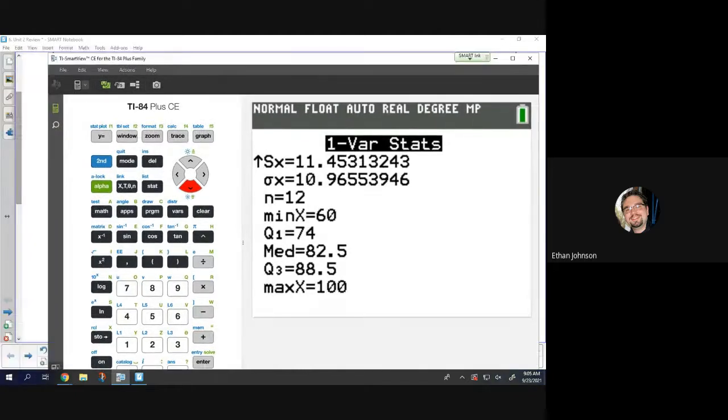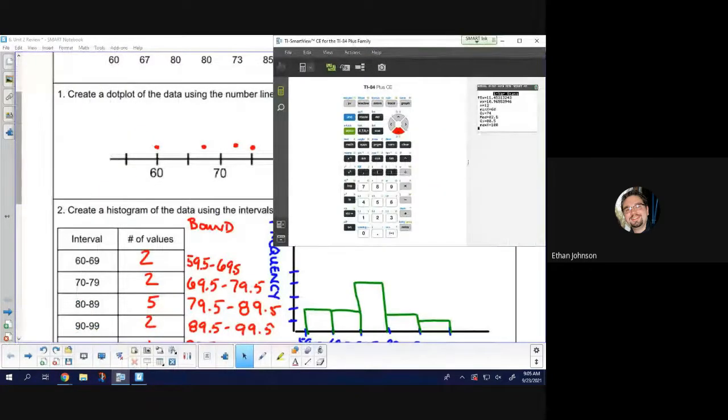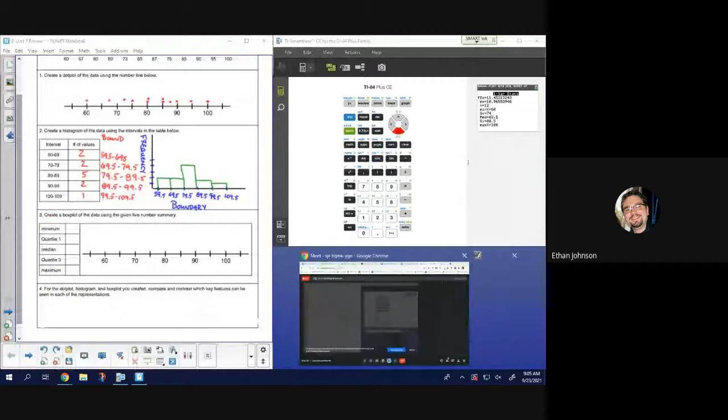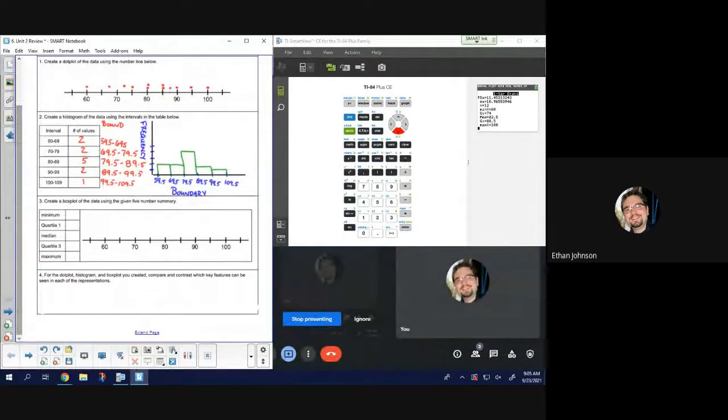So our 5-number summary in this problem is going to be 60 for our minimum. Quartile 1 is 74. Median is 82.5. Quartile 3 is 88.5. And maximum is 100.